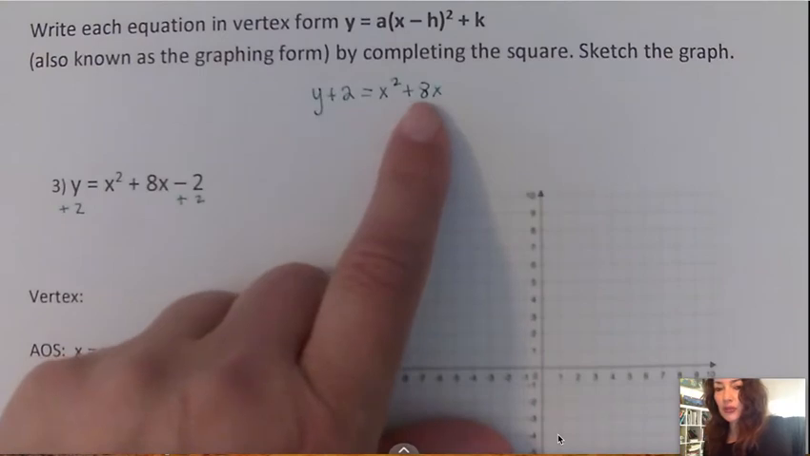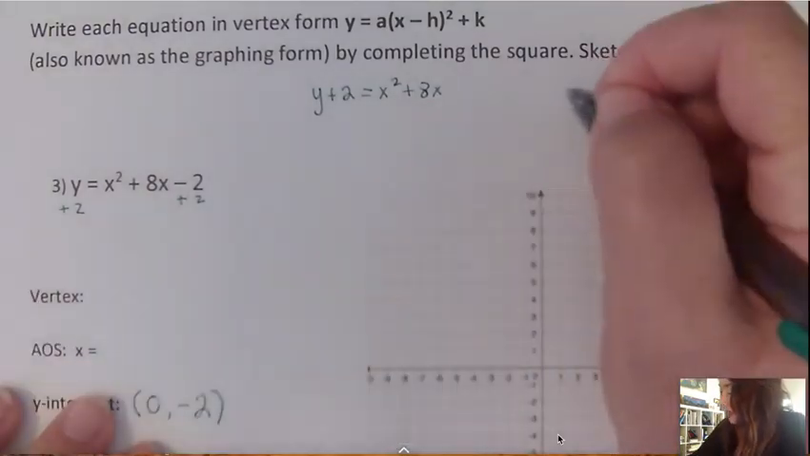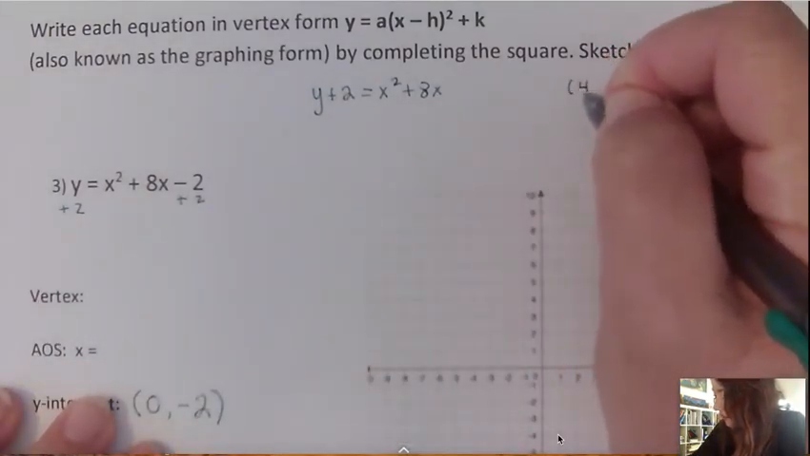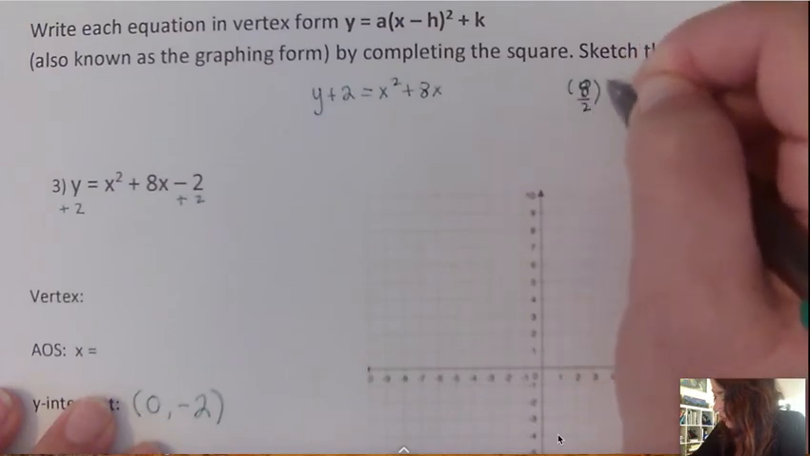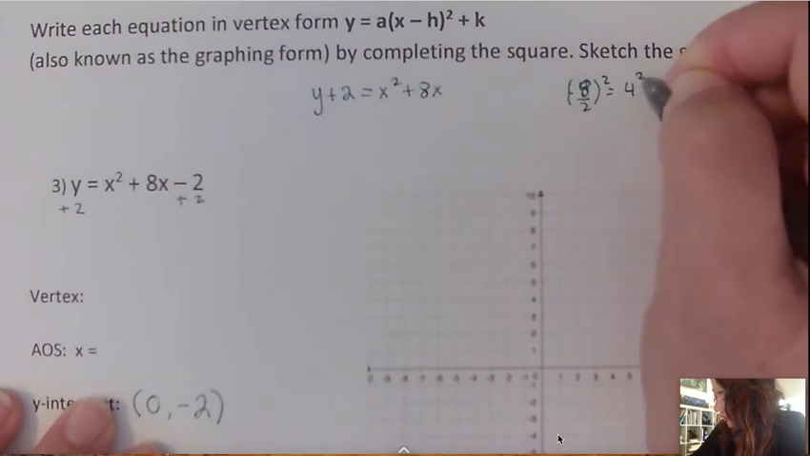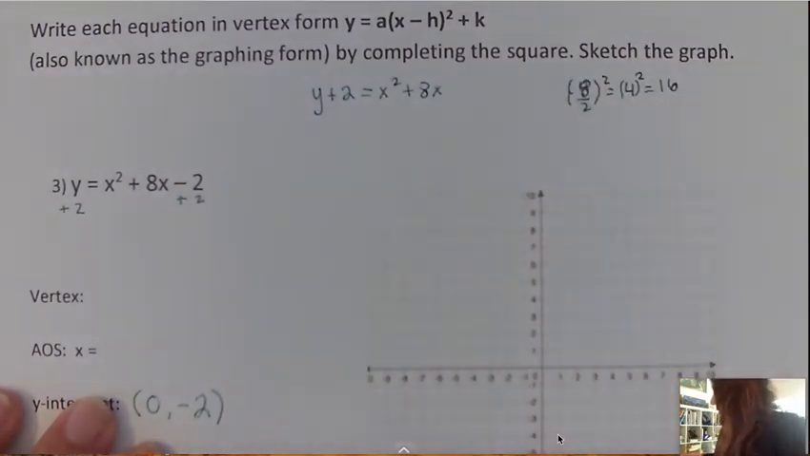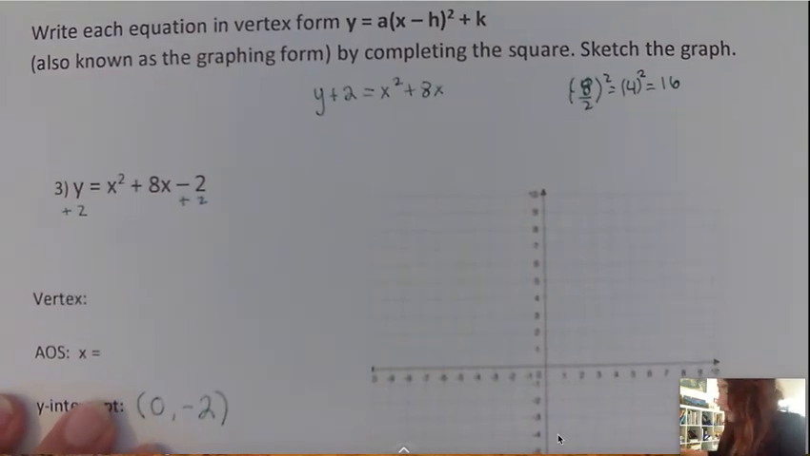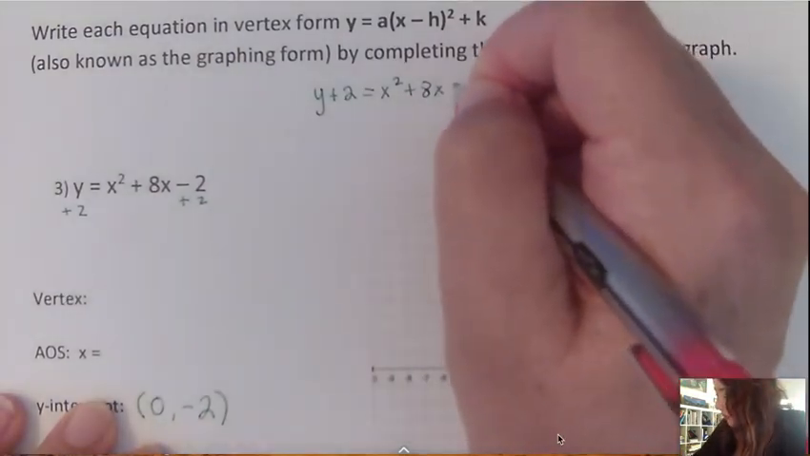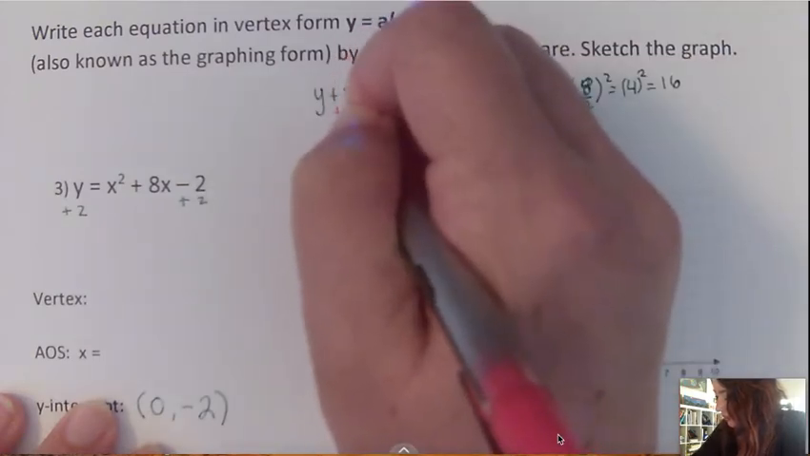Next, what we're going to do is take half of our b value, which is 8. Half of 8 is 4, and square it. So I'll write it right here. We're going to take half of 8 and square that. That will give us 4 squared, which is 16. So we're actually going to be adding 16 to both sides. So I'm going to add 16 on the right and 16 on the left.